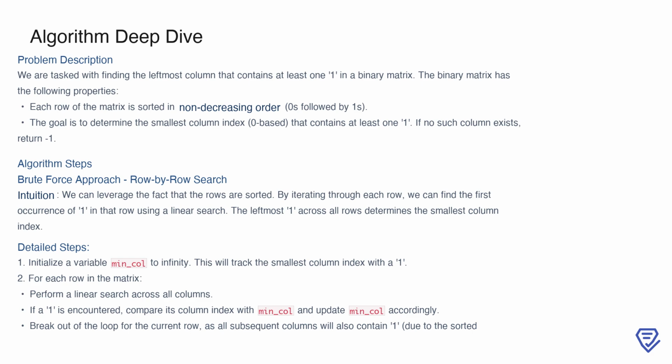Let's break this approach into detailed steps. First, we initialize a variable min_col to infinity to track the smallest column index where a 1 is found. Then, for each row in the matrix, we perform a linear search. If a 1 is encountered, we update min_col and break out of the loop for that row. Finally, after checking all rows, if no 1 is found, we return -1. Otherwise, we return the value of min_col as our result.